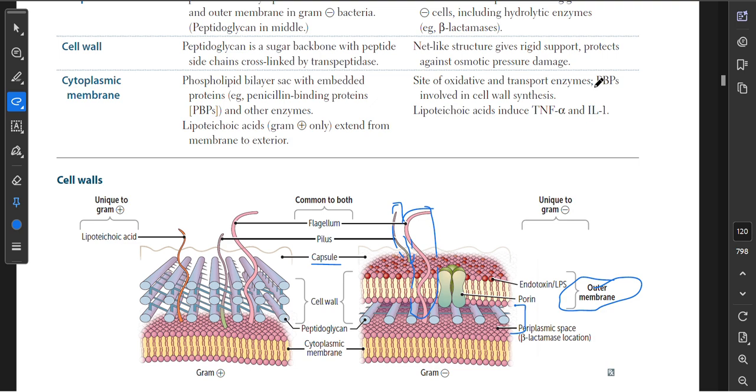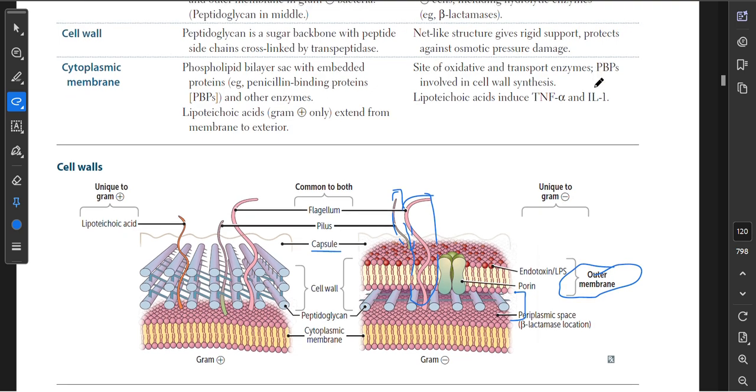Now cell wall is composed of peptidoglycan, for sure we know that. And what is peptidoglycan? It is a sugar backbone with peptide side chains cross-linked by transpeptidase. अब ये जो एक net like structure है cell wall, it's very rigid, it provides support and it protects against the osmotic pressure damage. तो बैक्टीरिया को जो भी osmotic pressure face करना पड़ेगा, उसको कौन protect करेगा? Cell membrane ही protect करेगी, slime layer नहीं protect करेगी, उसको cell wall protect करेगी.